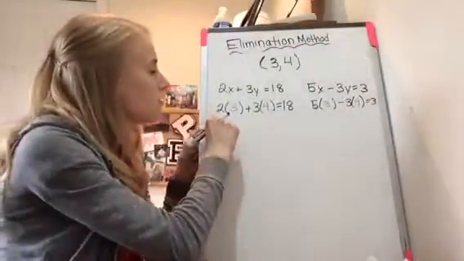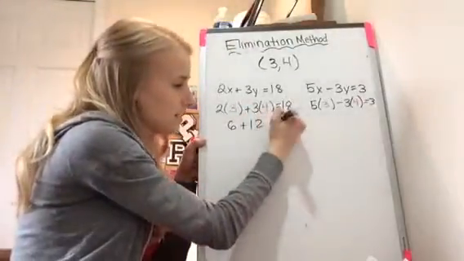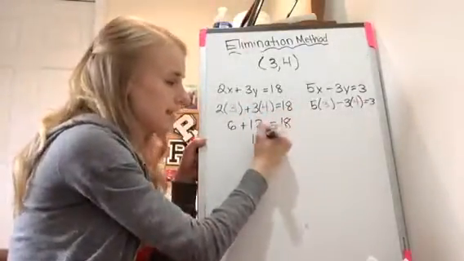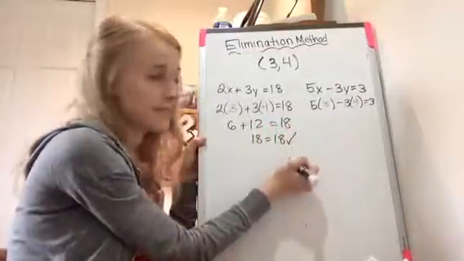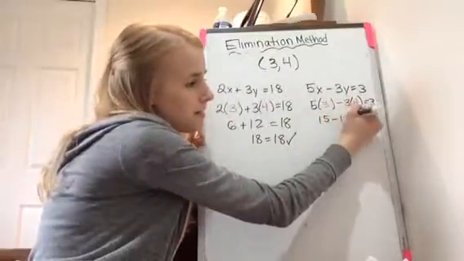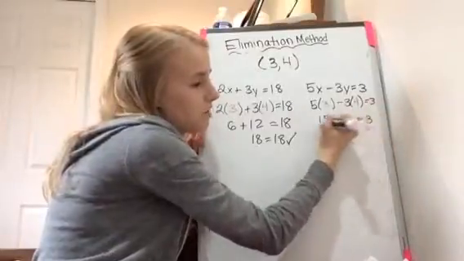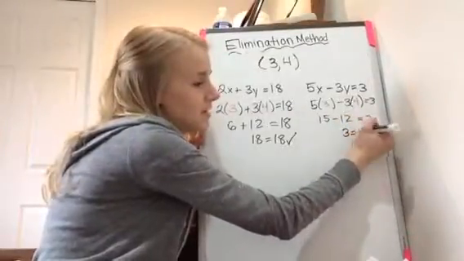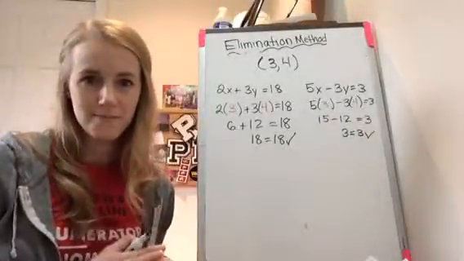All right, so 2 times 3 is 6. 6 plus 12, does that equal 18? Yes, 18 equals 18. It checks. Over here, 5 times 3 is 15, minus 3 times 4, which is 12. Does that equal 3? Yes, it does. So since both equations check, I know my answer is right.